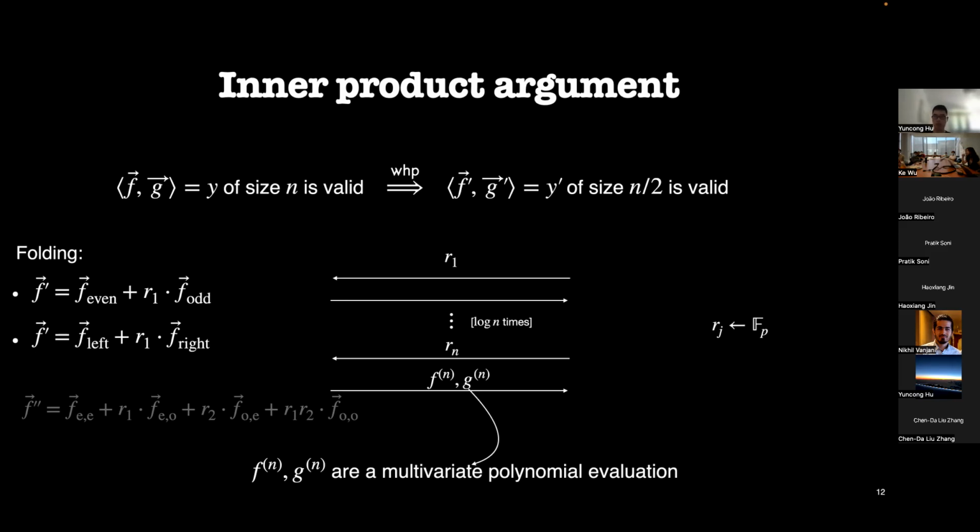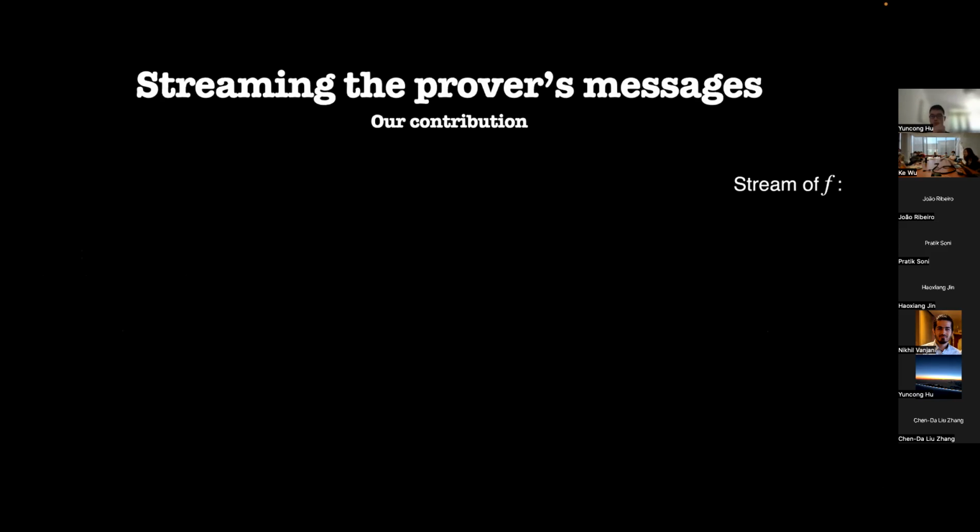And this is all known as the result for the multivariate sum check and the prior inner product argument. But the problem is how to do this in a streaming way.